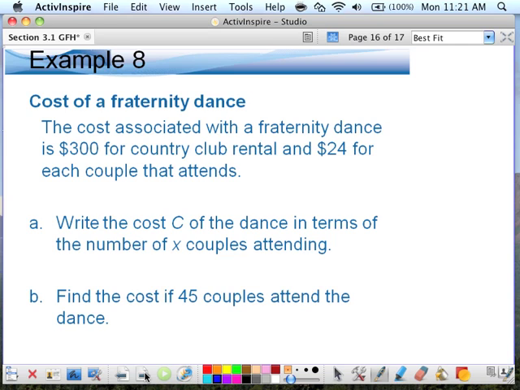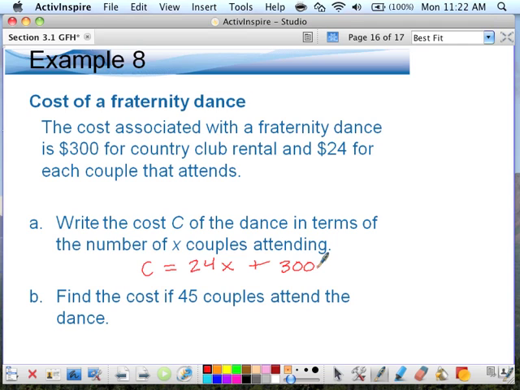This is meant to be extraordinarily easy for you. So what are we going to let the Y be? Capital C. That's going to be your cost. So the total cost is going to equal how much per couple? $24. So every couple has to pay $24. So 24 times the number of couples plus, what's that flat fee we have to pay? It's a flat fee of 300, but it's just paid once. We don't pay that one X times.